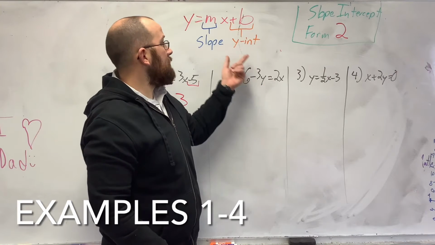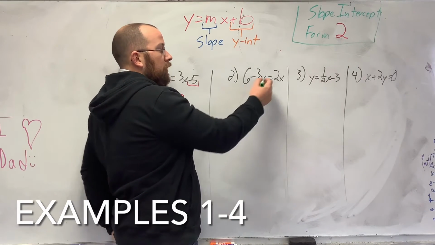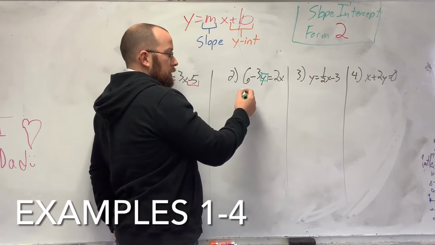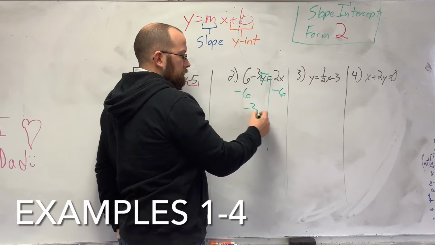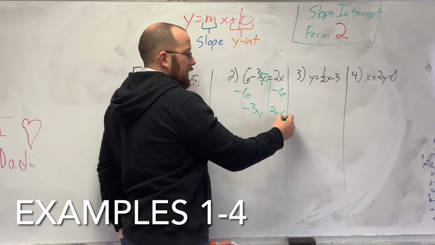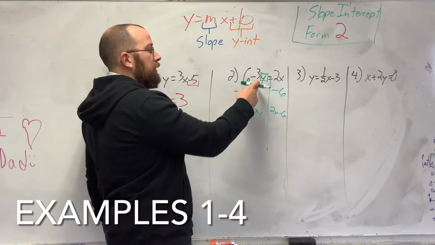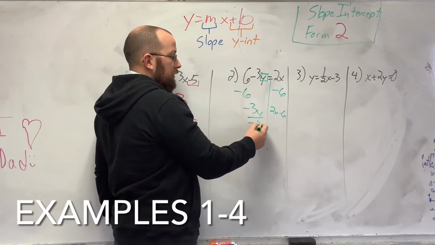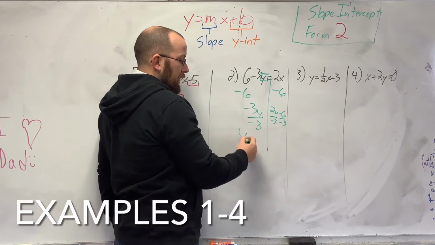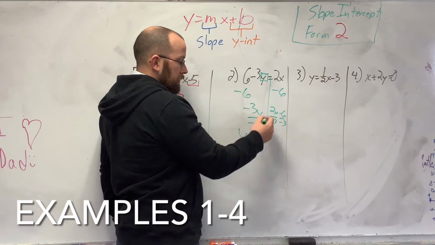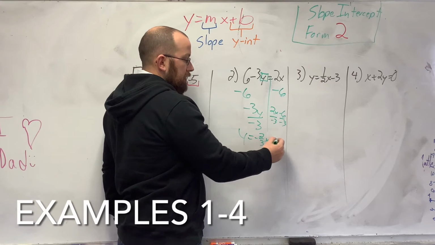The next one, is that in slope-intercept form? No, I cannot tell what my slope or my y-intercept is in that form. So I have to solve for y. All right, so the first thing I do is subtract the 6 away. That's my constant, that's the thing furthest away from the y. Now I get rid of the coefficient. So y equals -2/3 x plus 2.